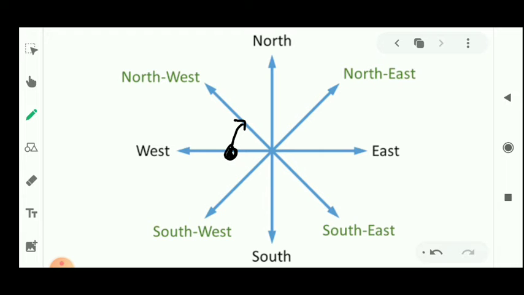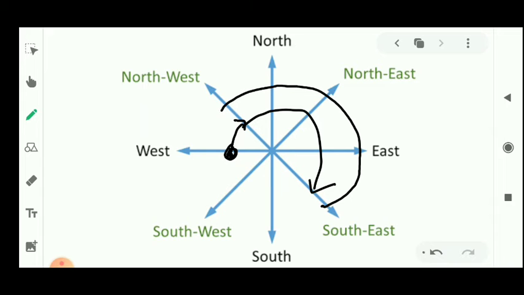Northwest. Again 180-degree clockwise. From here he has to move 180-degree clockwise, that means from here to here. That means now he is standing in southeast direction. Then turns 270-degree anti-clockwise. From here he will move 270-degree.